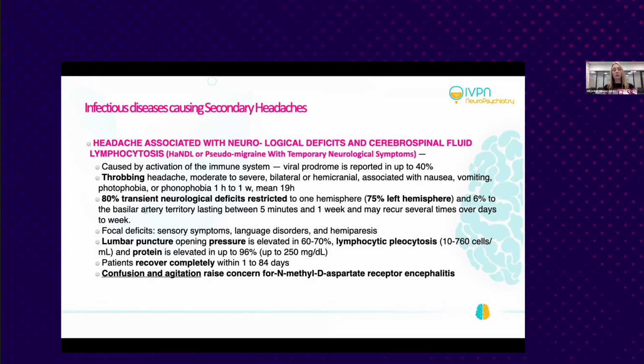But what's most important here is what we can find in the lumbar puncture. So there's an elevation of the opening pressure, and then we will have a lymphocytic pleocytosis and elevated protein. What's really important is that the patients will recover completely, in about up to 3 months' time.